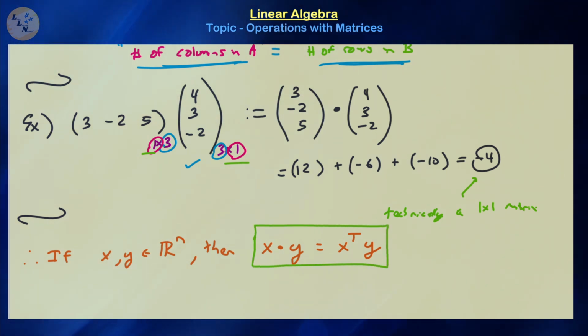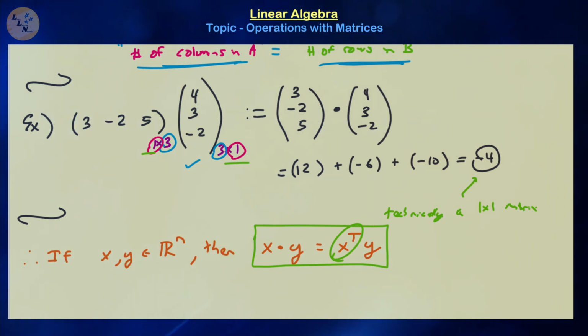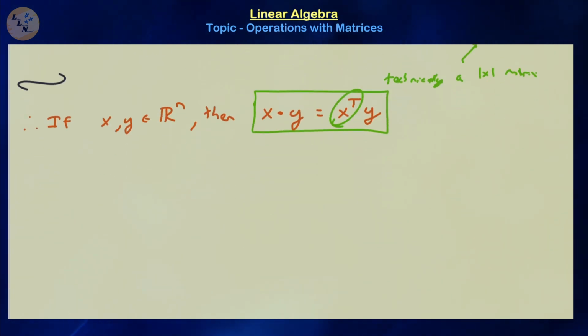So the dot product of two vectors in the same exact vector space is equal to the row vector form of x times the standard column vector form of y. So that's pretty interesting as well. Also, we get a couple other interesting properties if we take this as fact.